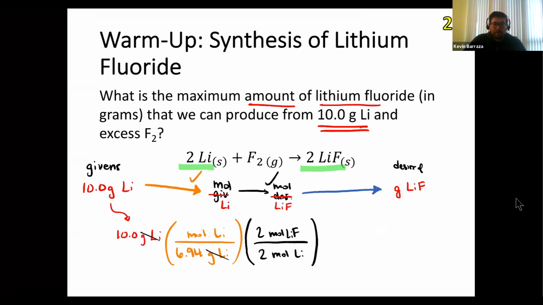Now it's moles to grams of desired. How am I going to do that? Well, this time I'm going to add up the atoms on the periodic table to get my answer. Again, the unit is grams per mole. So a mole of LiF is going to be, and I already did it on here, 25.94 grams of LiF.